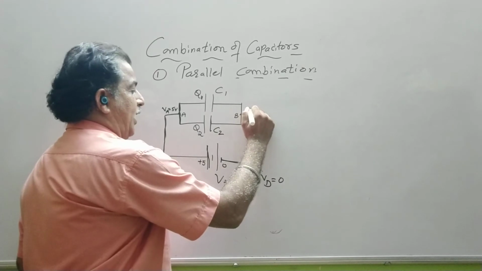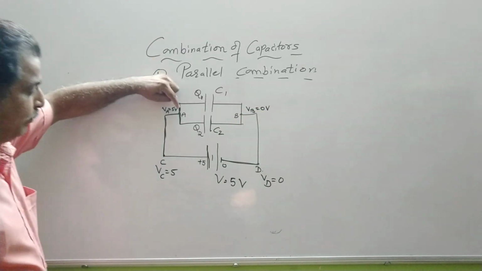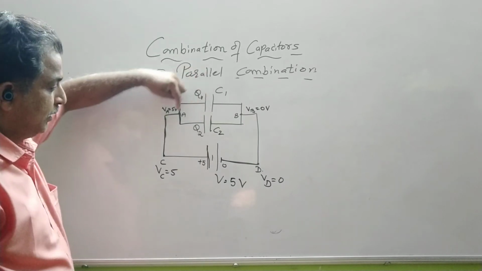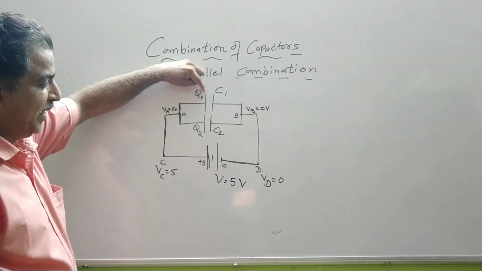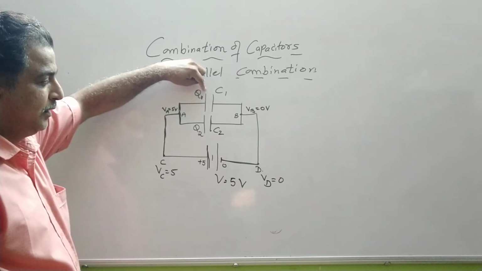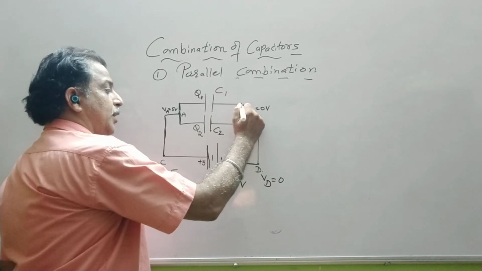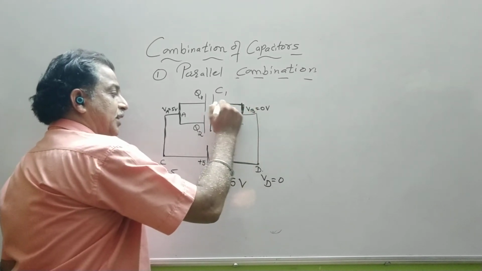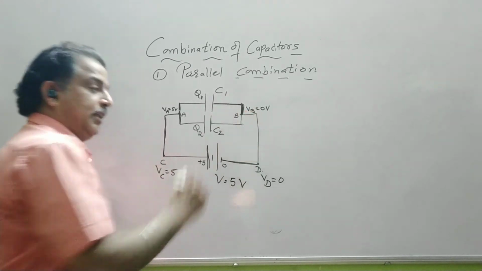The potential at B is 0 volt. Now when I move from A to the first plate, there is no component, so this plate is at 5 volt, this plate is at 0 volt. So when I move from B to the second plate of a capacitor, there is nothing in this path.